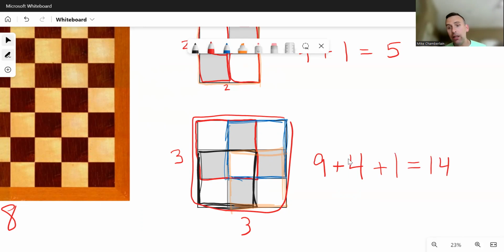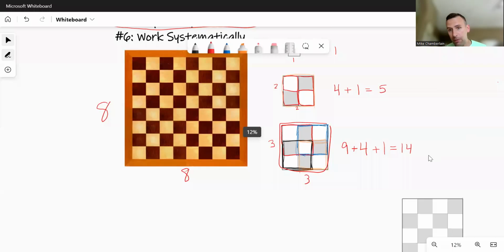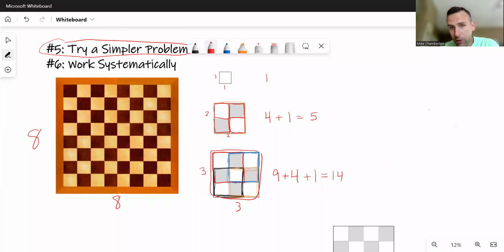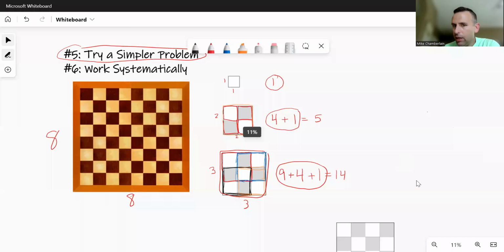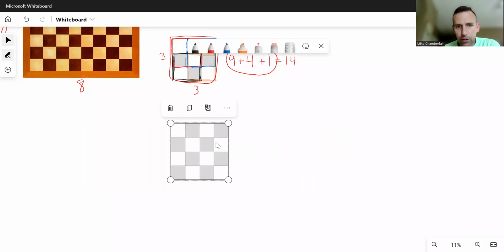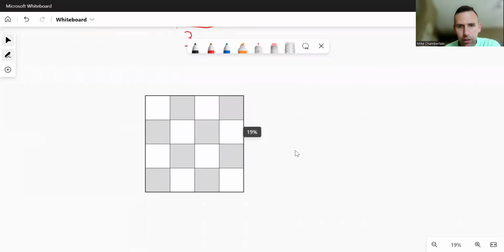Now it's getting a little more challenging to count. Since I'm working systematically, you might go back and look at these numbers. Oh, I had 1, and then I had 1 and 4, and then I had 1 and 4 and 9. I wonder what's going to happen on the next one. Here's what I'm thinking. It's 1 and 4 and 9 and something else. So here's the next chessboard size.